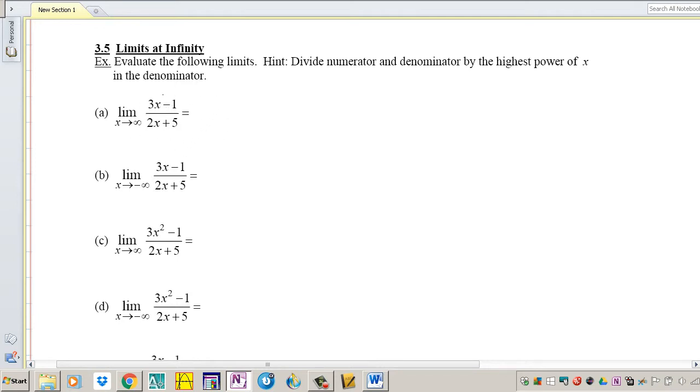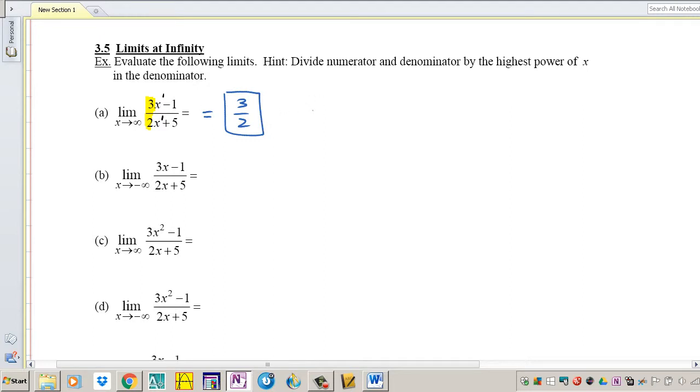What do you notice about the degree of the top and the degree of the bottom? The degree of the top is 1 and the bottom is also 1. So they both have the same degree, and the trick was when they have the same degree, you get the coefficients and you divide them. So you get 3 halves is your answer. Or you can do it a second way.